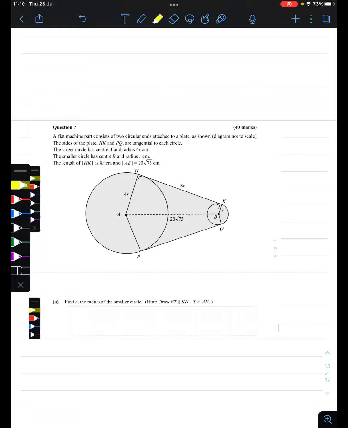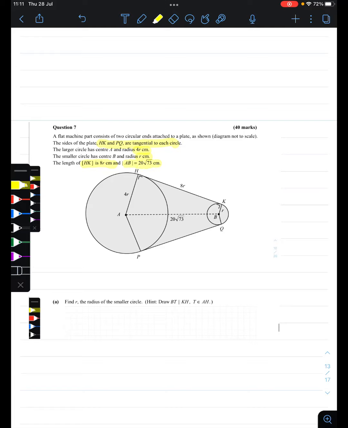Hi guys, so today we're going to take a look at question 7 from 2015 paper 2. Okay, so we have a flat machine part consisting of two circular ends attached to a plate, and the sides of the plate are tangential to each circle. The radius of the larger circle is 4r centimeters, and the radius of the smaller circle is r centimeters. The length of HK is 8r centimeters, and AB is 20 root 73 centimeters.